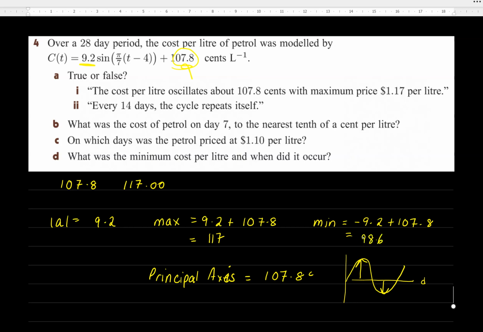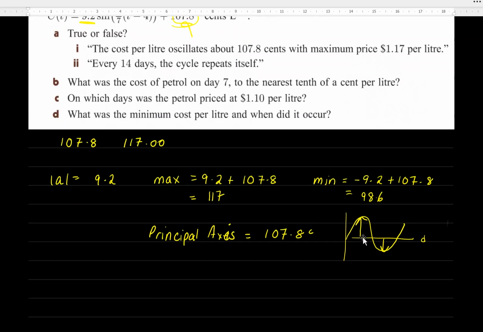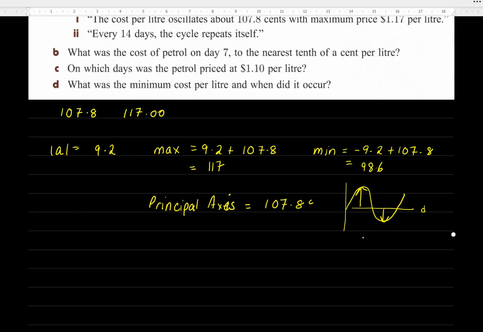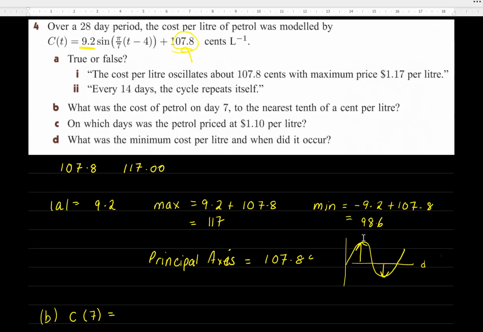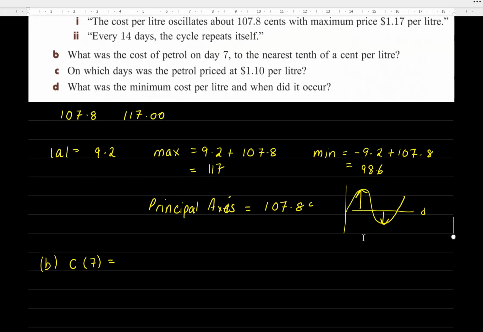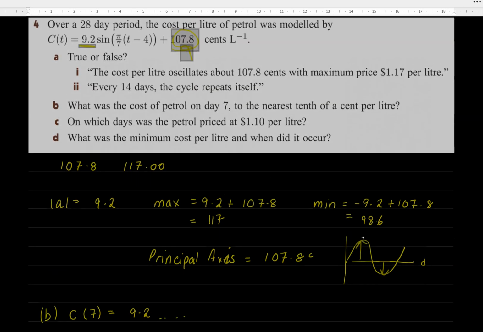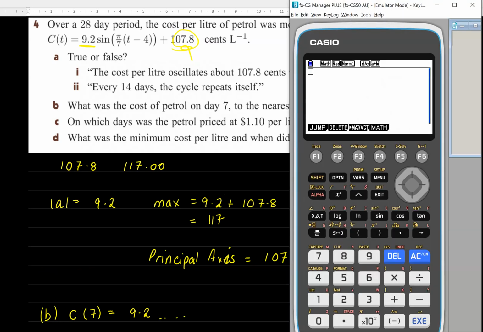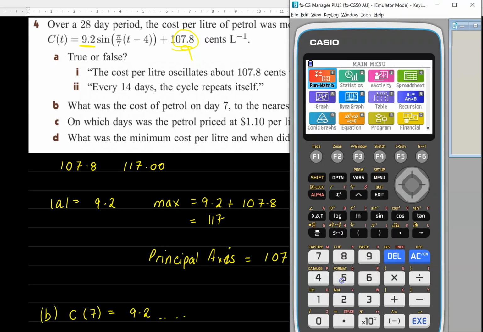Okay, what was the cost of petrol on day 7? All right, so again, if we were writing this stuff down, the notation would be the cost after 7 days. So wherever T appears, you would just replace it with 7. So you would keep on writing that. Let's see if we can do it quickly in our calculator. All right, so off we go. We're into the graphing mode.